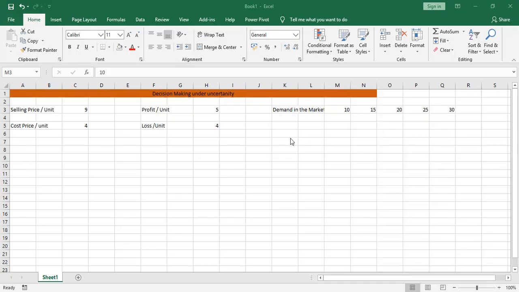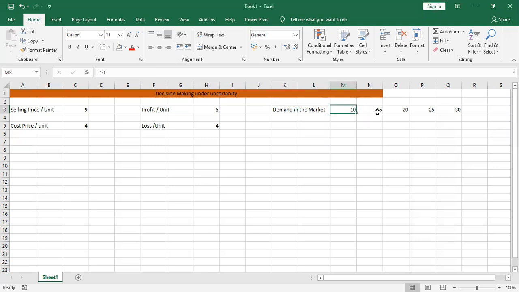If the demand pattern in the market is what? Either 10 newspaper, 15, 20, 25 or 30 newspapers. This is the demand pattern. Now the question is how much newspaper I should buy to sell? Because there is one dilemma. I will purchase 10 newspaper, 15, 20, 25 or 30 because the newspaper bundle is available in multiples of 5.